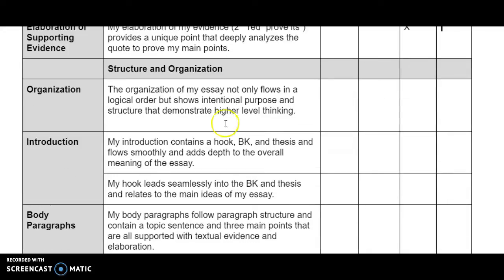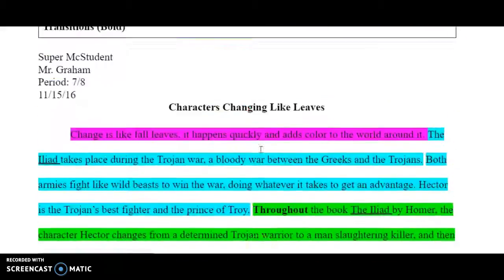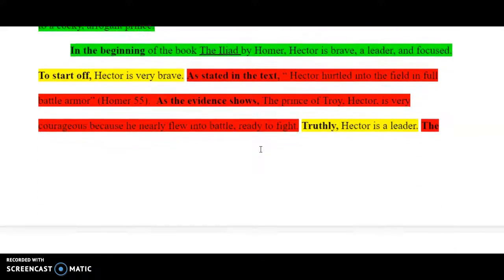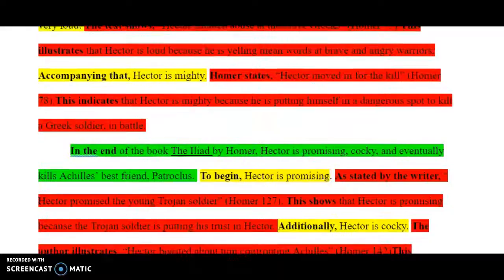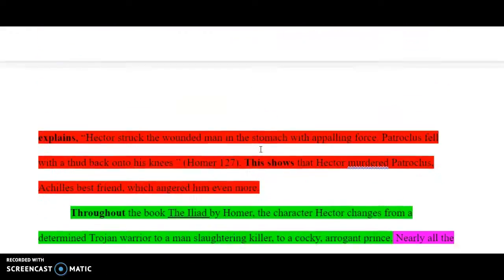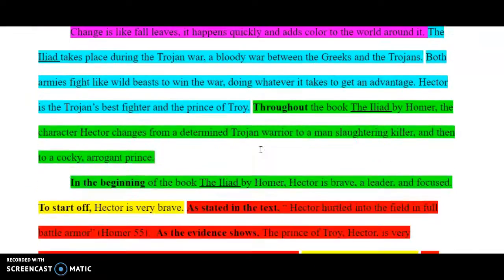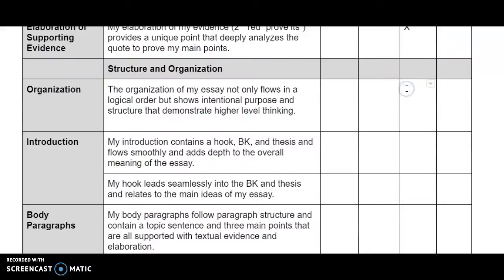The organization of my essay not only flows in a logical order, but shows intentional purpose and structure that demonstrates high-level thinking. So again, when I read through my essay here, I realized that it does go in an order that makes sense, right? It makes a natural progression from one to the next. I didn't ever feel confused, but I didn't really see it as like the most unique thing in the world. So I'm going to again call that mostly there, okay, for that category.